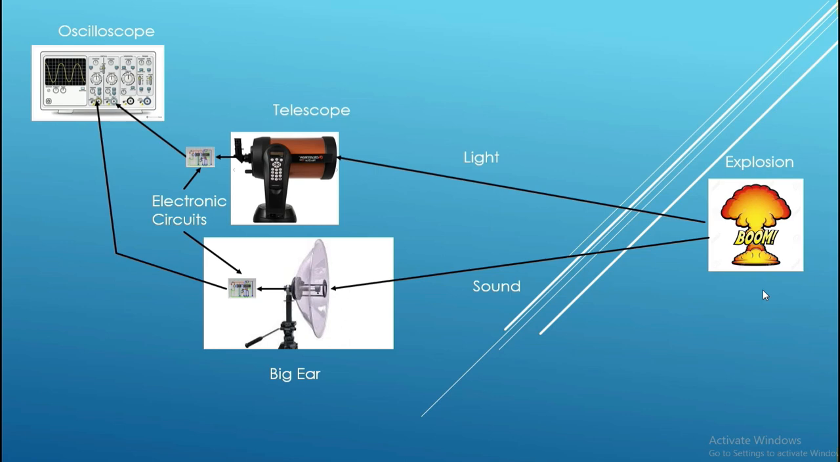The experiment consists of a telescope with a photosensor, a parabolic dish with a microphone, an oscilloscope, and a small explosion. When the explosion occurs, light will arrive at the telescope immediately. Sound, however, takes some time to get to the dish. The difference will be measured by the oscilloscope and will be a very close approximation to the speed of sound.